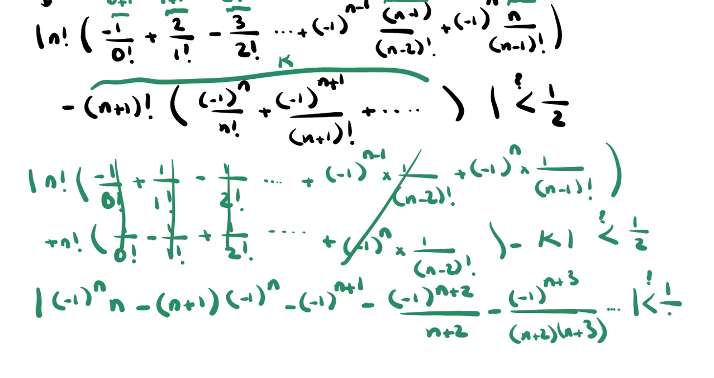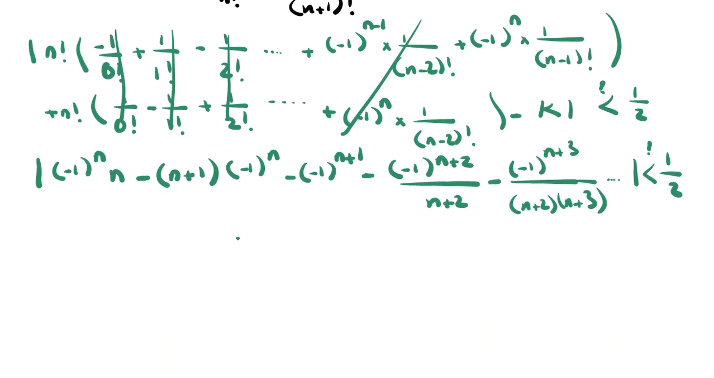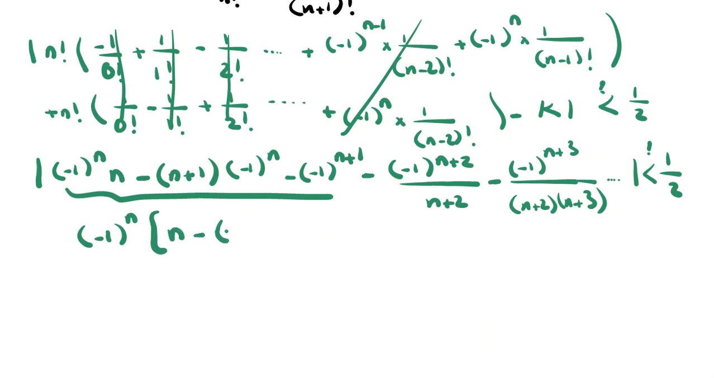And we have all these terms. Why are they less than 1 over 2? Now, if we calculate the first three terms, if you factor out negative 1 to the power of n, I said when we have many negative 1 to the power of something, consider one of them as base. It will be n minus n plus 1, and it will be minus minus 1. It will be this part. N plus 1 minus n plus 1, so it will be 0.